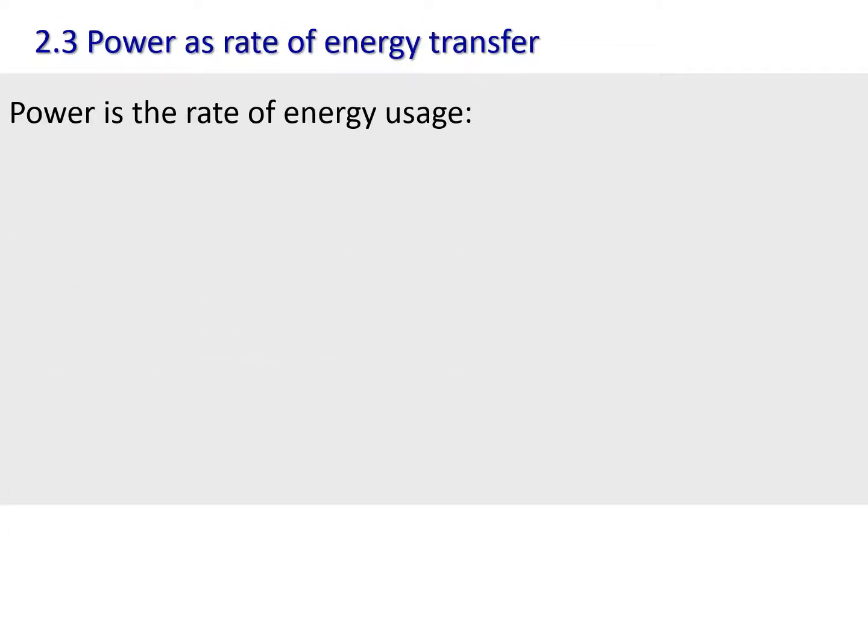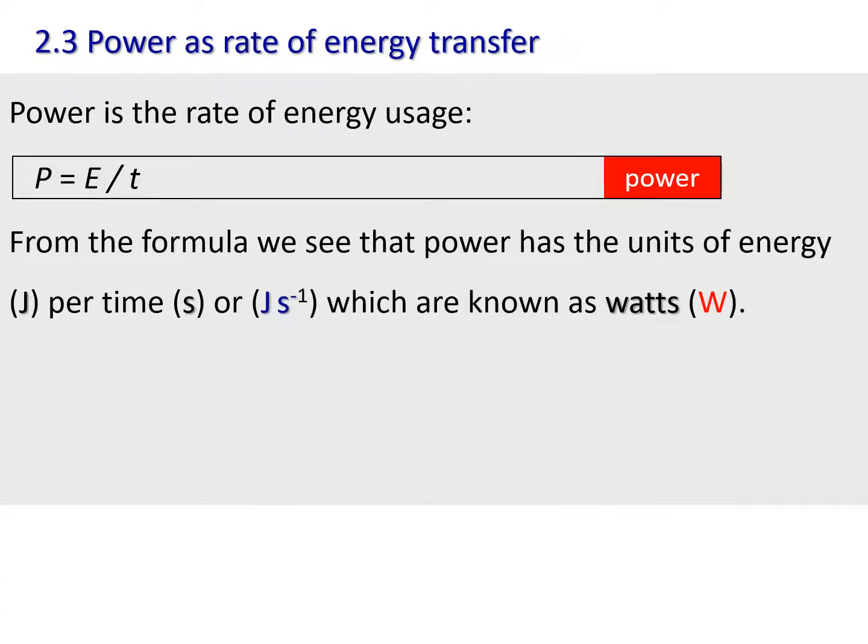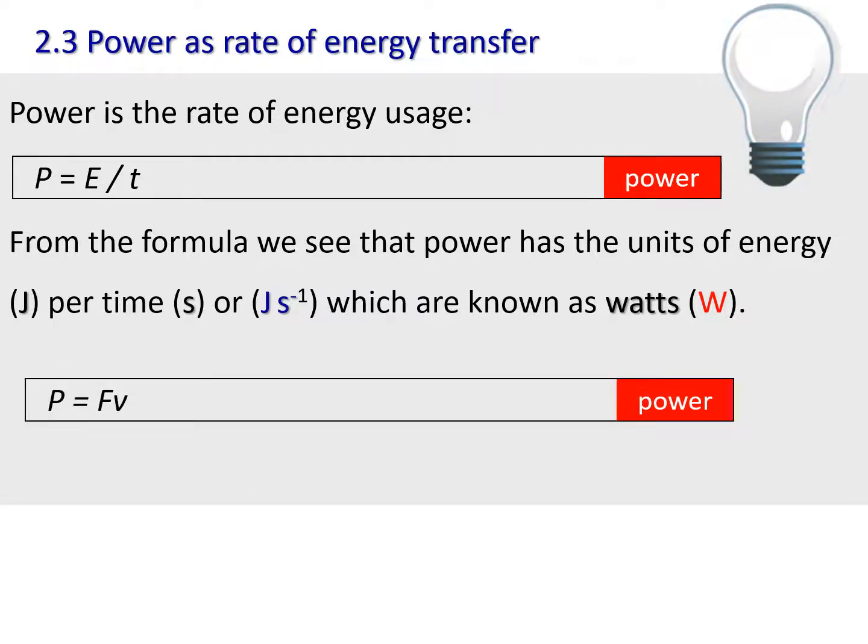Finally, power is a rate of energy transfer. Just because it's a rate doesn't mean it is a vector. It is still a scalar quantity. So from the formula, we can see that power has the units of energy per time, joules per second, and a joule per second is also known as a watt, capital W. Don't confuse it with work. Power can also be equal to force times velocity, the dot product. So power is still a scalar quantity.